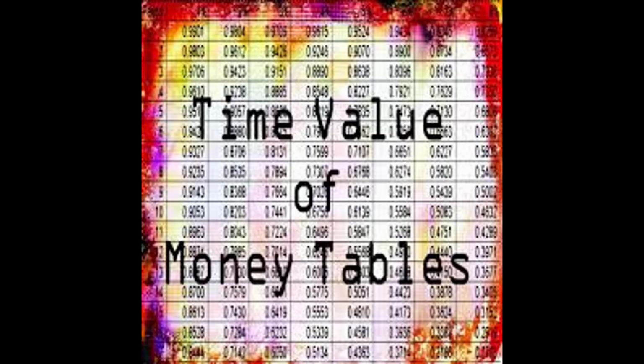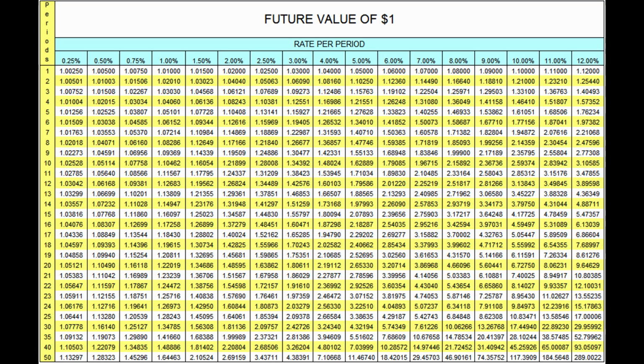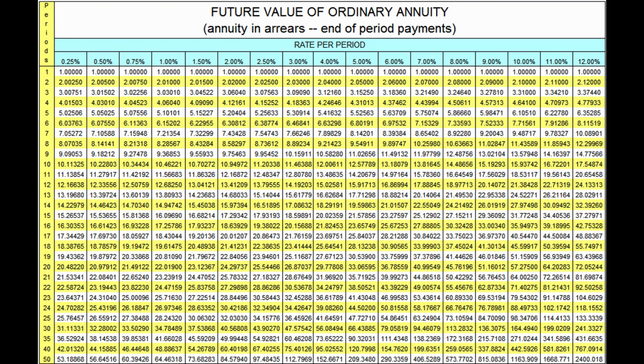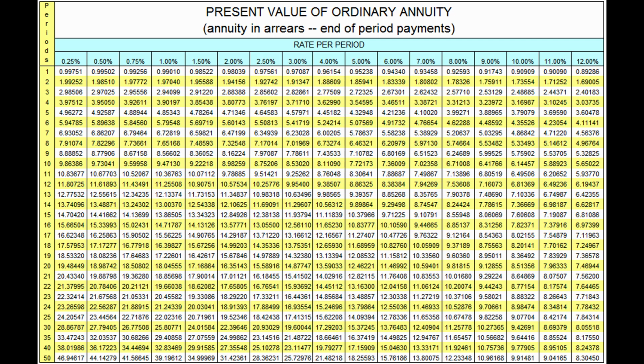Time value of money tables make the majority of calculations relatively easy, and there are 5 primary time value of money tables. They are the future value of $1, the present value of $1, the future value of an annuity of $1, the present value of an annuity of $1, and amortization or payment schedule. So let's say that you receive $1,000 at your college graduation.